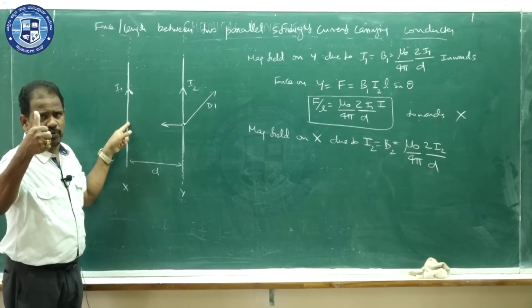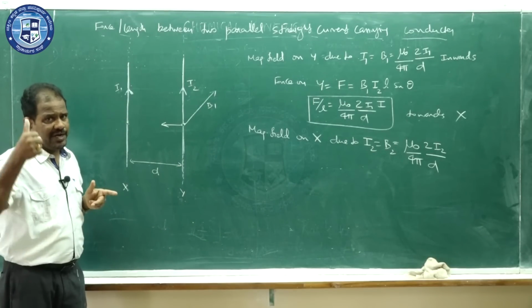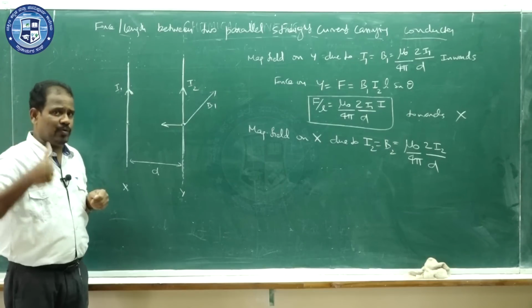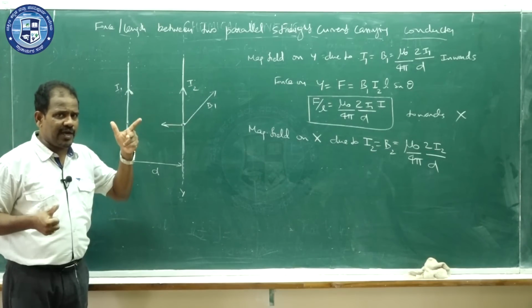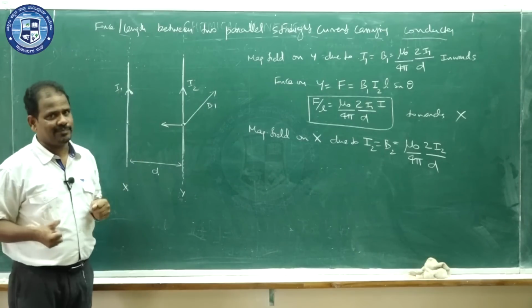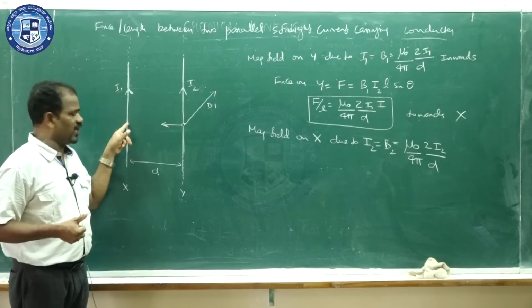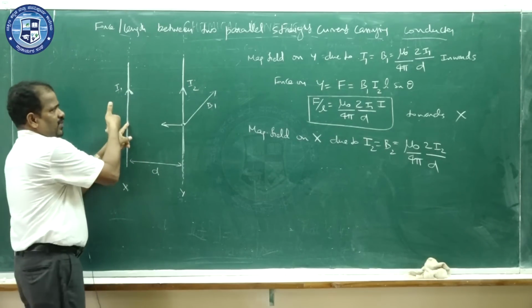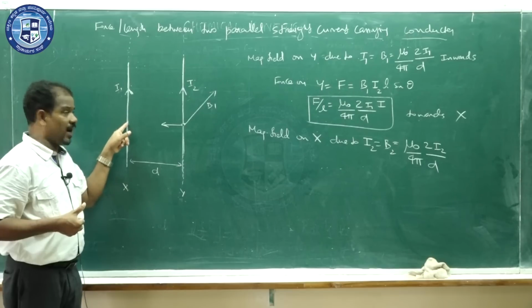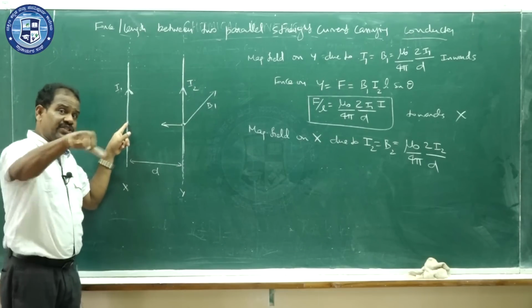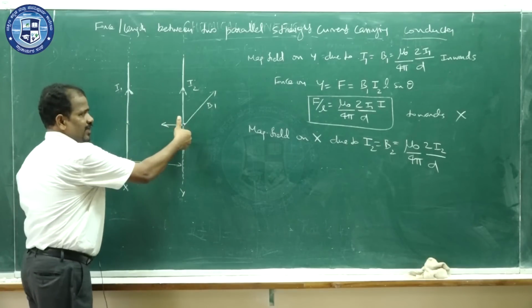Right hand clasp rule. Don't confuse with these things. Finding the magnetic field, right hand clasp rule. Force on current carrying conductor, Fleming's left hand rule. So we are finding the magnetic field here. Don't hold the finger like this. We are finding the magnetic field here because of which current? I2. Therefore hold it here.